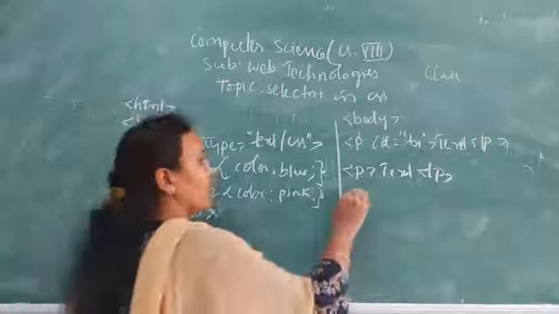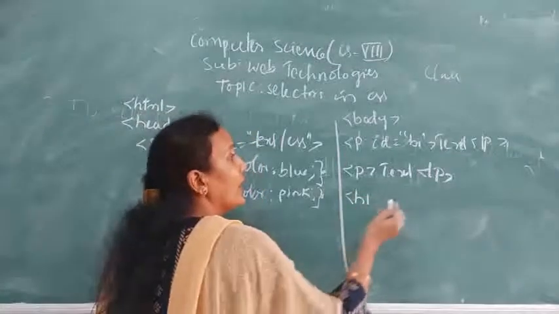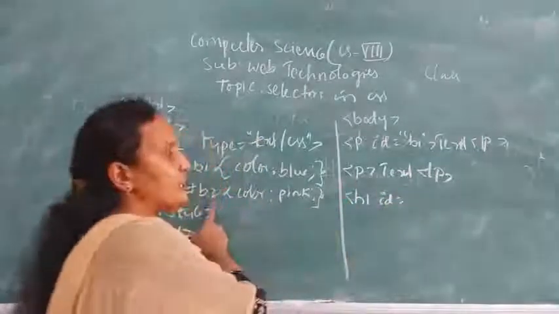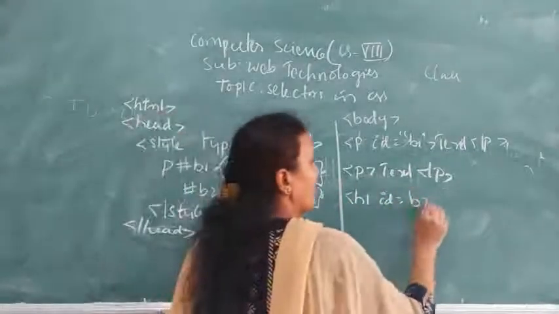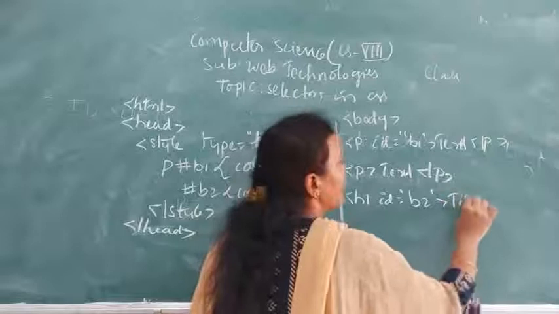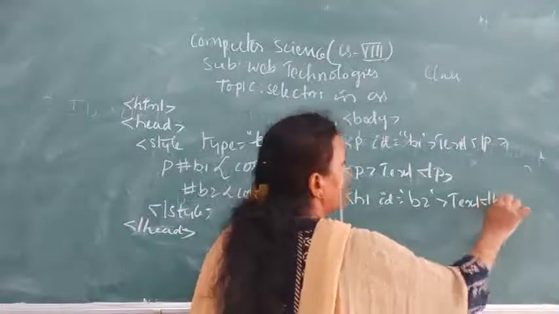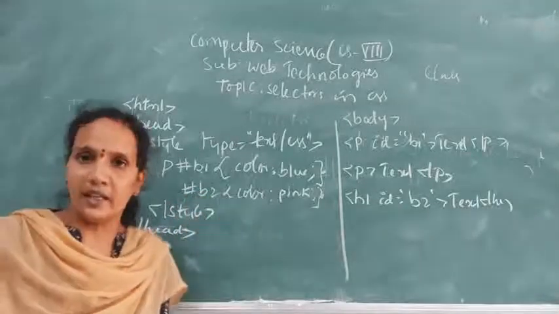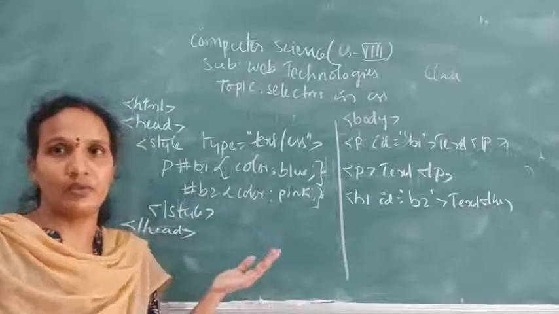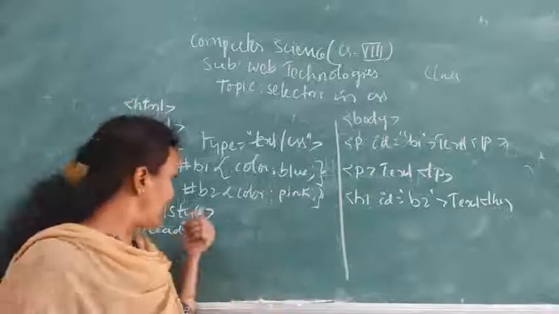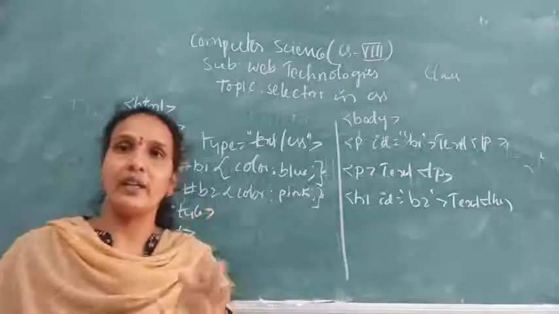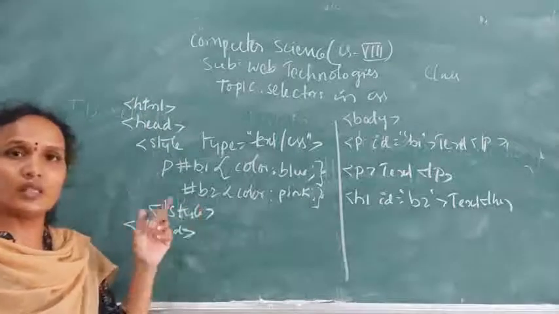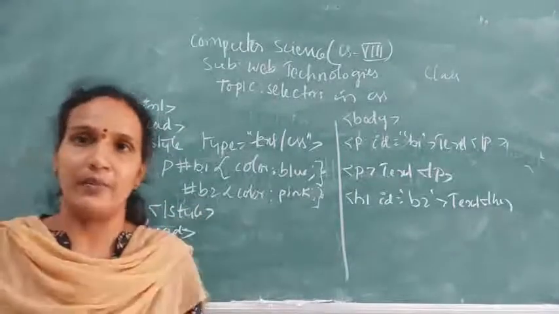Now one more element I am using, H1. H1 ID equals B2, and text, close H1. Here you can use this B2 ID for any element, even for a paragraph I can use it. Why? Because here I have not created this ID for any one particular element. It is anonymous. You can use this ID for all the elements.